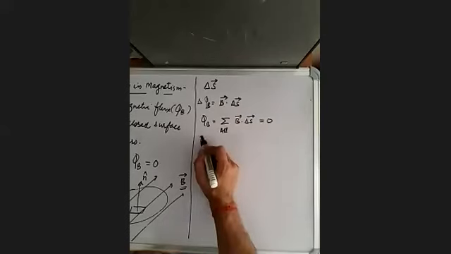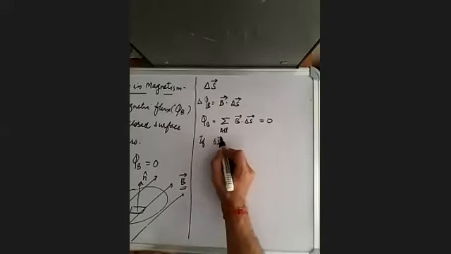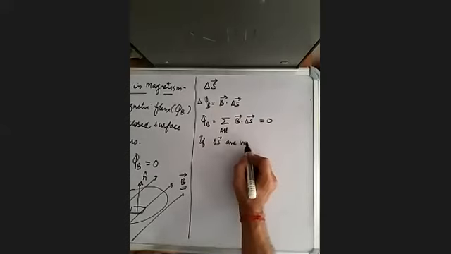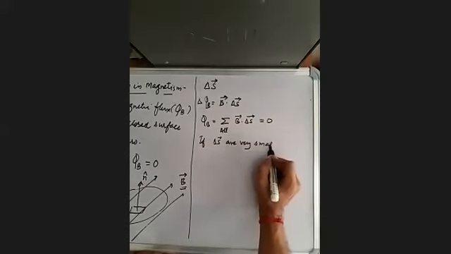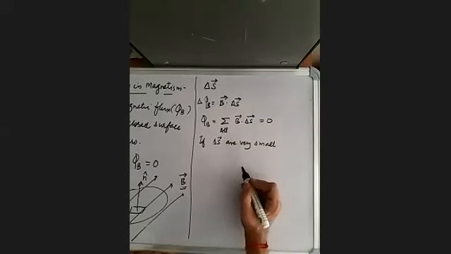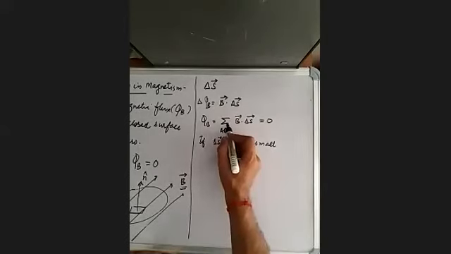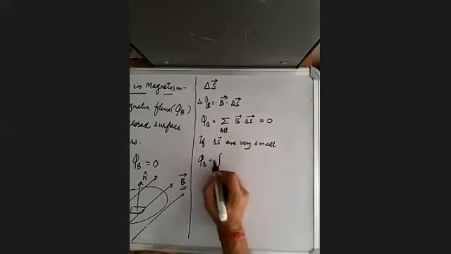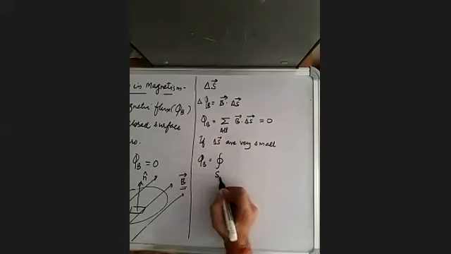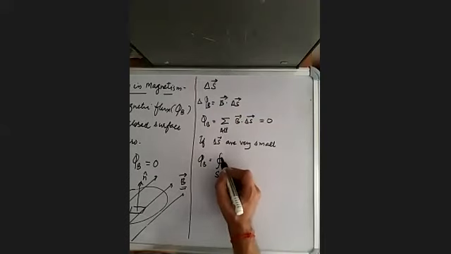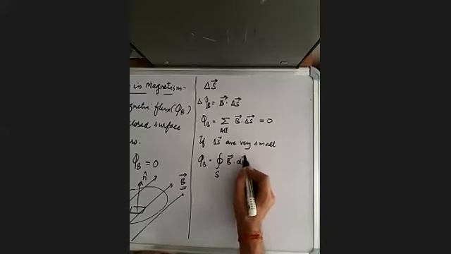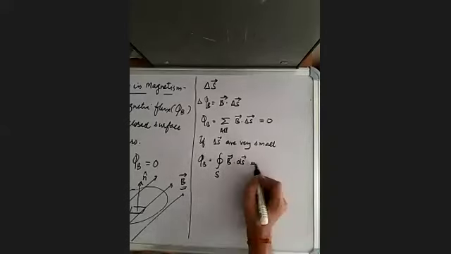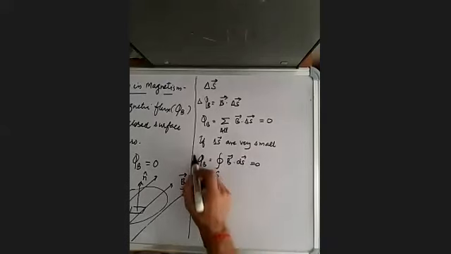Okay, now if these delta S areas are very small, then we can replace this summation sign with the integral sign. So phi B is equal to the integral, because it is a closed surface and the surface is S. So we write the integral over the closed surface S of B dot dS, and this is equal to 0. So that is your Gauss's law.